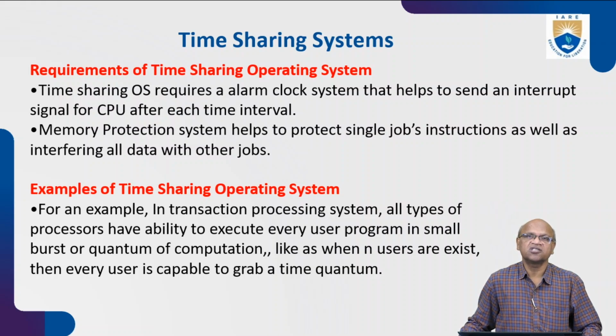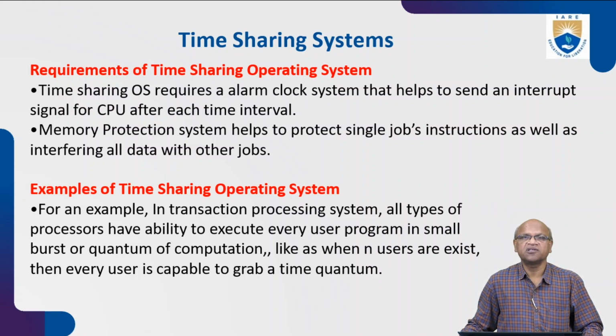A memory protection system helps to protect job instructions as well as data from other jobs. So that is the main requirement of the time sharing system, because the CPU is always busy. There is only one CPU, but it has to switch off one job and switch over to another job after a particular time, the time quantum. For that we require one clock.